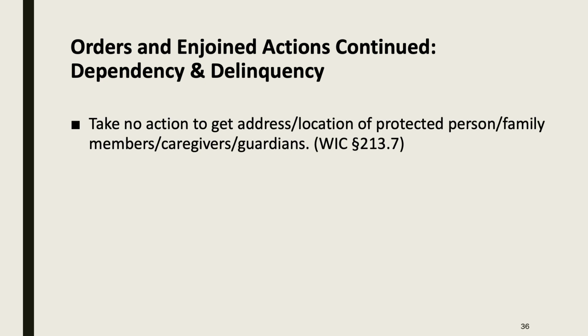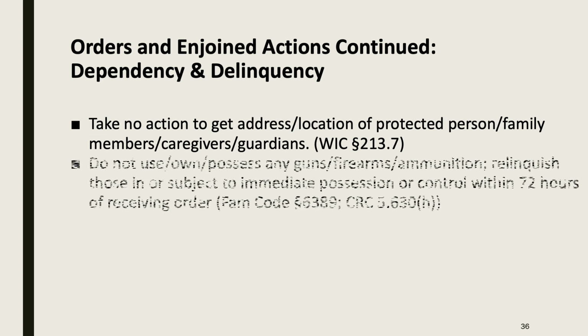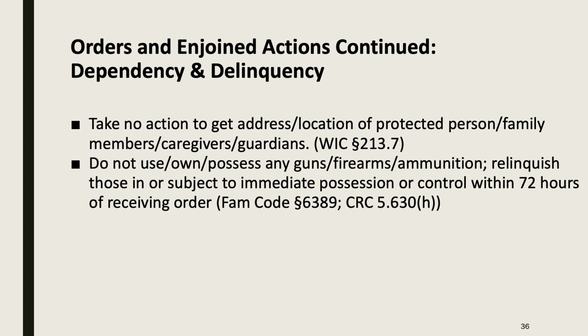Other orders that can be made: take no action to get the address or location of the protected person or family members or caregivers and guardians. Do not use, own, or possess any guns, firearms, or ammunition, and relinquish those in or subject to immediate possession or control within 72 hours of receiving the order. Good cause.